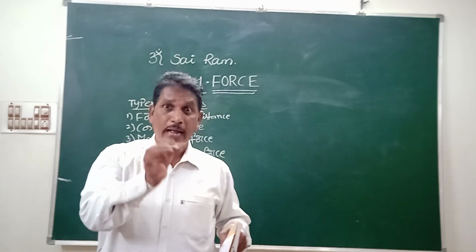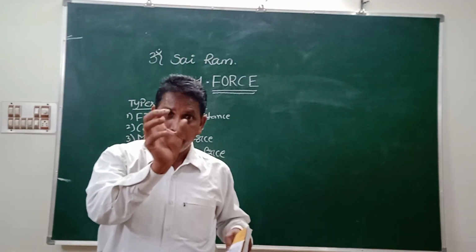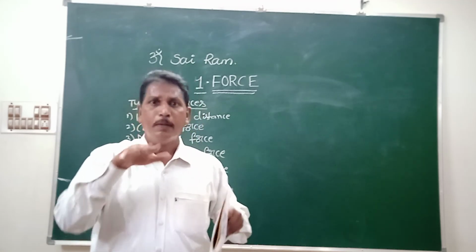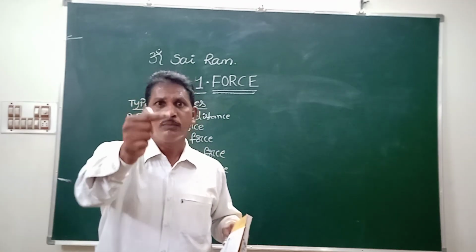This comb attracts the small bits of paper. So the electricity lies on the surface of this balloon and the surface of that comb.